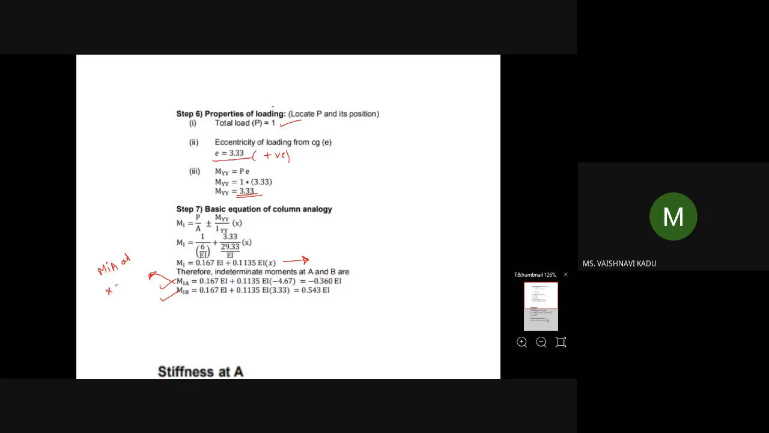It is always X bar, which is equal to 4.67. But why minus? Because the point is located to the left of CG. A point is located to the left of CG. That's why we will consider it minus.